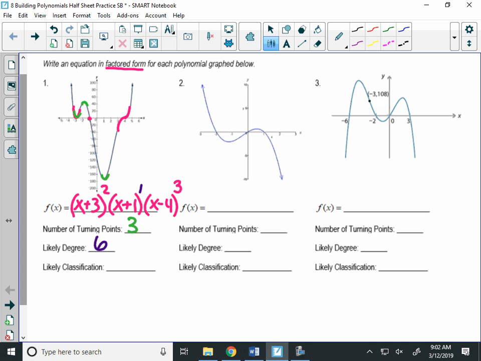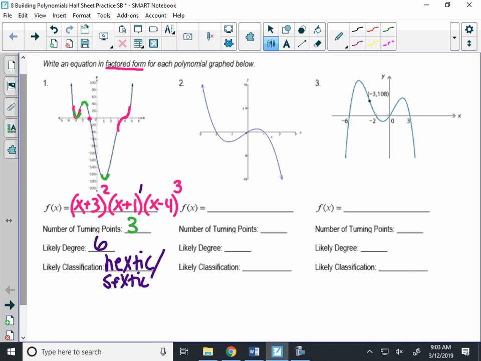Now, we didn't go over this in class, but the classification, the name for a degree 6, is either called hextic, like a hexagon, or sextic. But hextic kind of makes sense here, and you don't need to know that. I'm just throwing that on there for you.